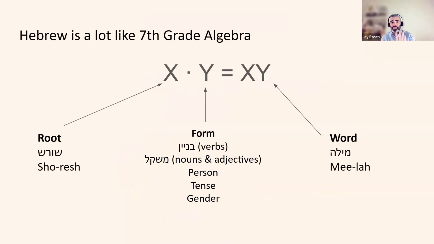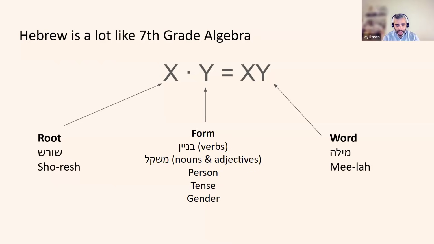Let me explain. 392 of you on this call. We are the world's largest Hebrew class. Trust me when I teach this to you, and just listen, and then maybe you can push back. It's a lot like seventh grade algebra. X times Y equals XY. X is the root, Y is what we call the form, and XY is the word.